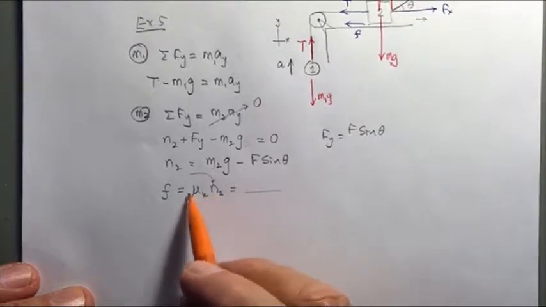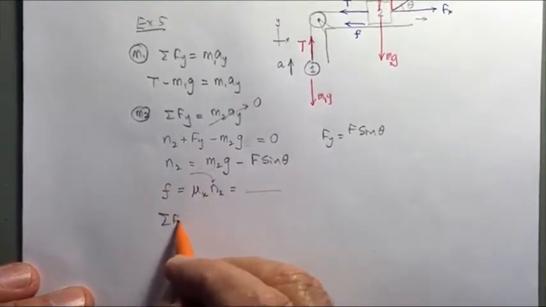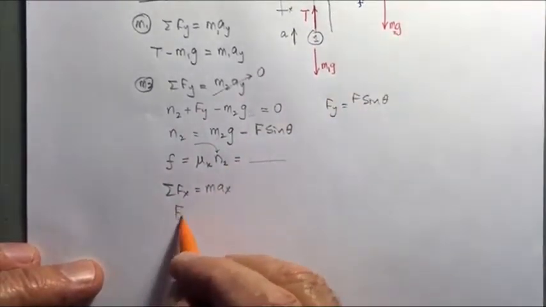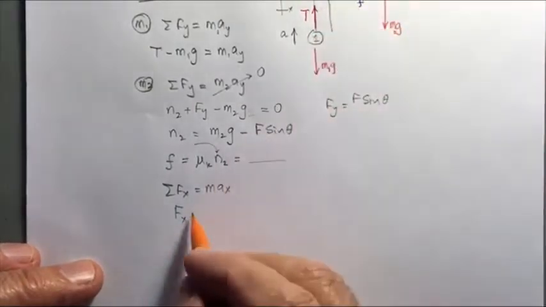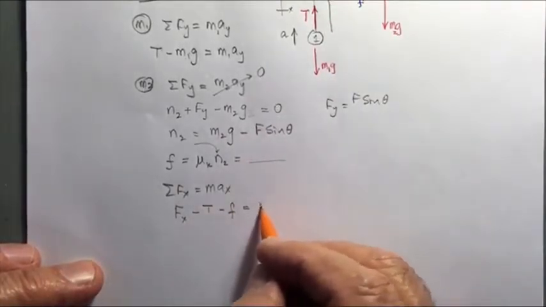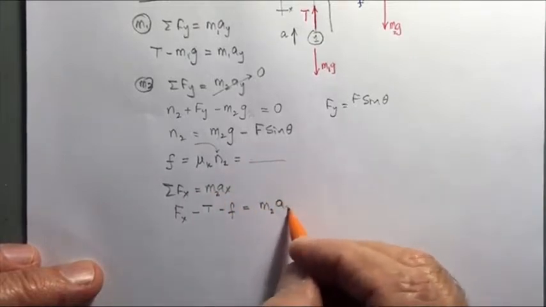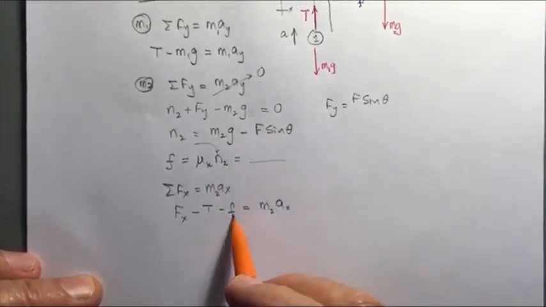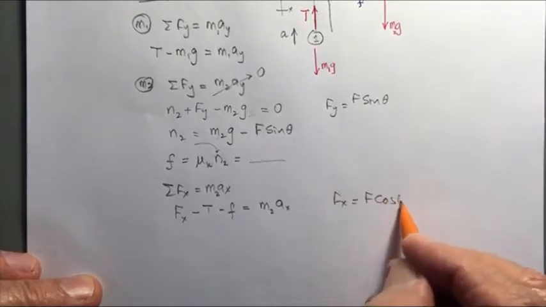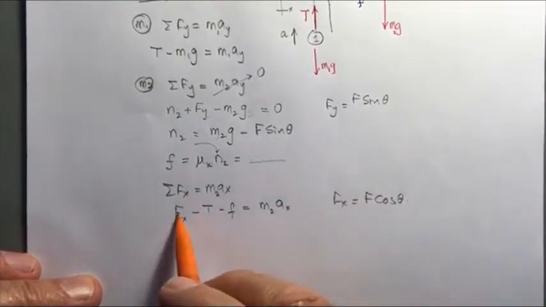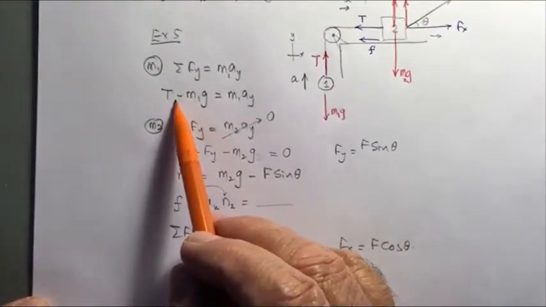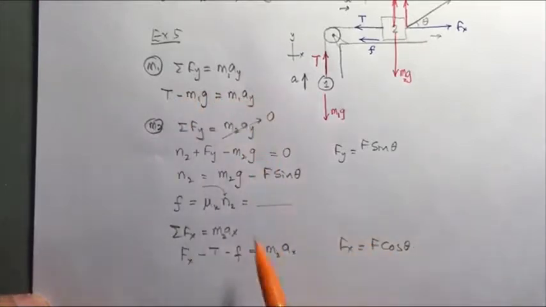Okay, so now we go to the x equation, and in the x direction we have Fx to the right, tension to the left, minus friction to the left. That equals m2 ax. Now the friction we have from here and Fx is F cos theta. So knowing the F and the cos theta, we know Fx. The tension is here, and friction is from here.